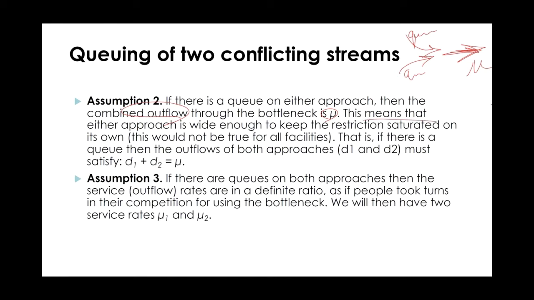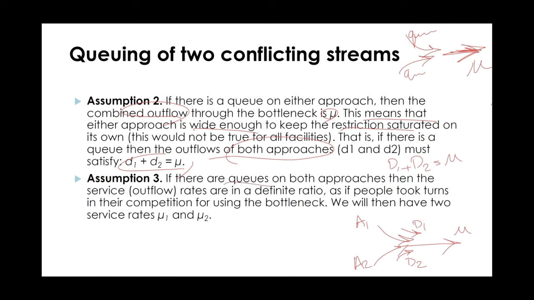As I've described here, this means that either approach is wide enough to keep the restriction saturated on its own. That is, if there is a queue, then the outflow of both approaches, D1 plus D2, is equal to mu. So again, if I draw the two merging sections here, each of the approaches has an arrival rate, the inflow. And then here I have D1 and D2. The capacity downstream of the merge was mu. So if one of the approaches is congested, or if there is a queue on at least one of the approaches, then D1 plus D2 is equal to mu. That means we try to fully use the capacity of the merge.